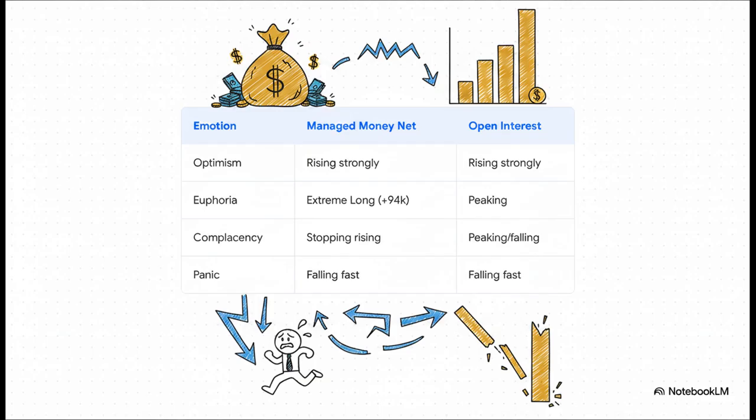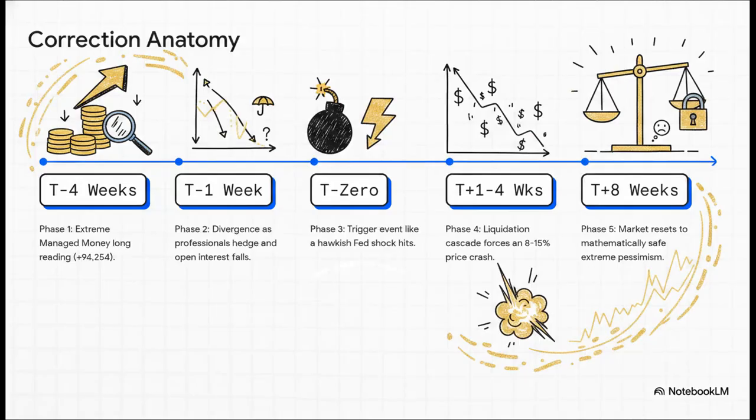Euphoria isn't just a fleeting feeling. It is a highly measurable data point that warns us a top is imminent. Let's see how this builds through the 5 phases of a forecasted correction, using our forensic breakdown from May 5th, 2026. At T-4 weeks, we hit that extreme Phase 1 reading. By T-1 week, Phase 2 divergence sets in. Professionals quietly start hedging, while open interest actually falls.